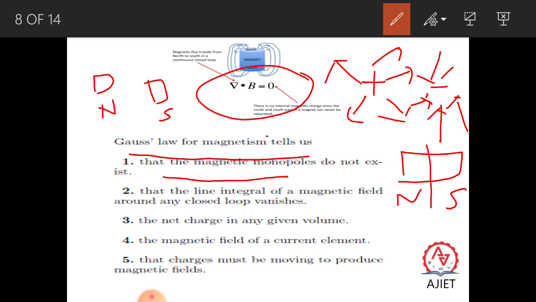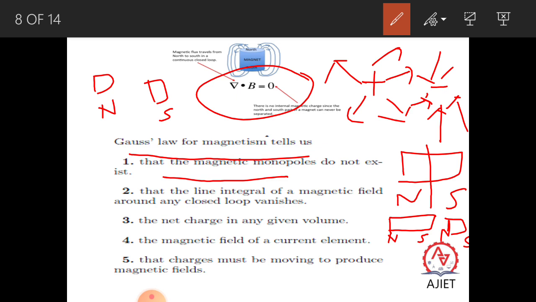Suppose you break the magnet, what happens? It further gets into two tiny magnets. One is a north pole, the other is a south pole. Again one is a north pole and the other is the south pole. Again it gets into two tiny magnets. So there are no magnetic monopoles, no separate north pole or south pole. Both are together, just like the two faces of a coin.